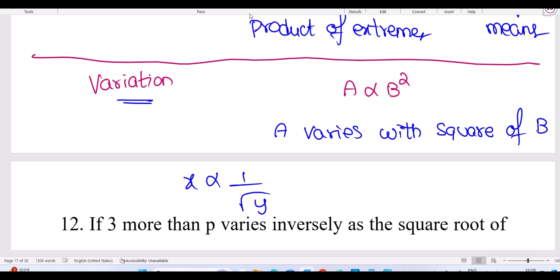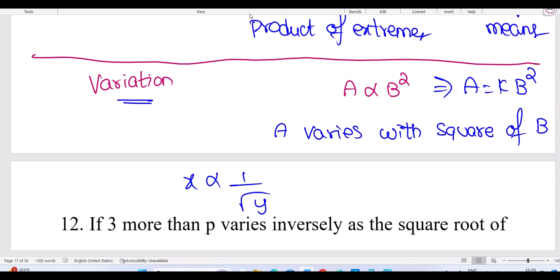Then what you have to do? After removing the variation sign, we'll get some constant. To calculate that K value, they'll give some information in the question. Once you get the K value, listen. If A varies with square of B, they'll mention it in the question. They'll give A and B, one set of values, to calculate K. After getting K, they'll give some random value for B, what is A? Or they'll give A, what is B? Like that, they ask the question. In this variation, that's what they do.